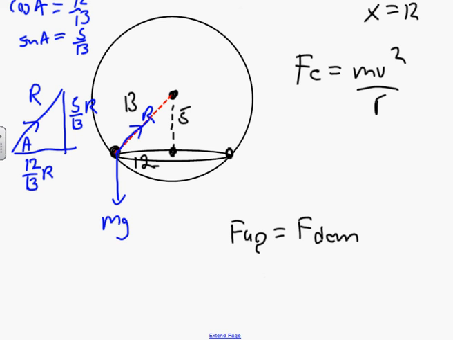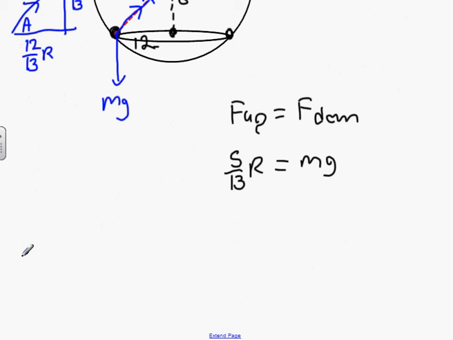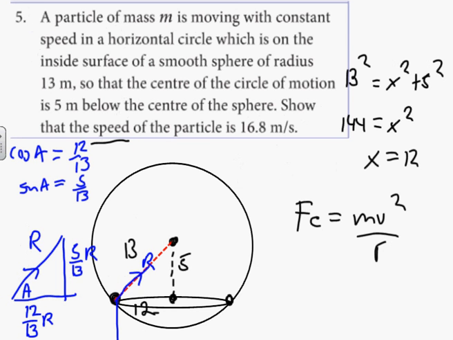Okay, so 5 over 13 R equals mg. Good man. Okay, next one. Fc equals mv squared over r. Now what about the velocity? Show that the speed is 16.8. So we have to find out what v is.